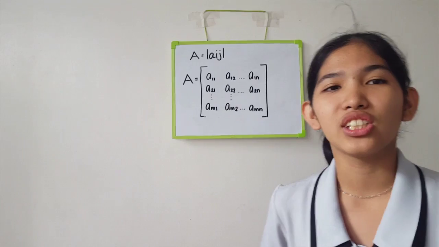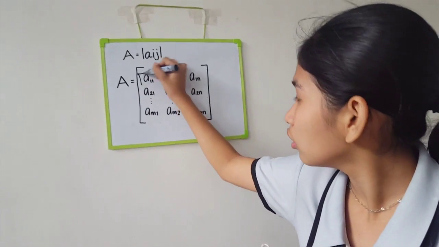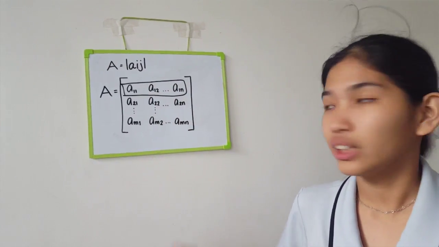A is equal to Aij, wherein Aij refers to the element in the ith row and the jth column.